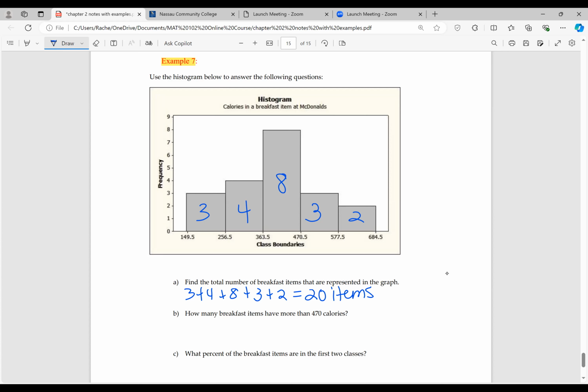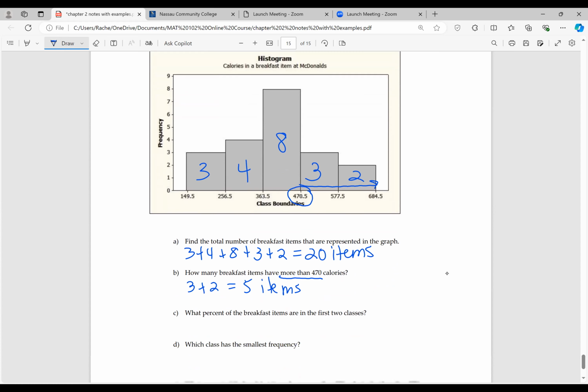How many breakfast items have more than 470 calories? So here's the class boundary for 470. And we want more than 470. So we have to look to the right, right? Anything to the right of 470 or 470.5 is going to have more than 470 calories. So that includes these last 2 classes, and that's a total of 5 items, right? So we have 3 plus 2, which is going to be 5 items, have more than 470 calories.